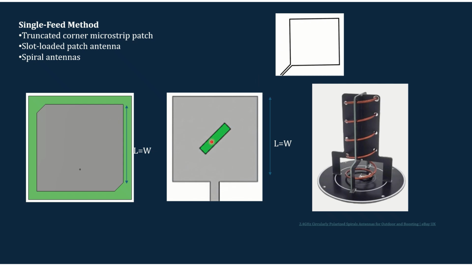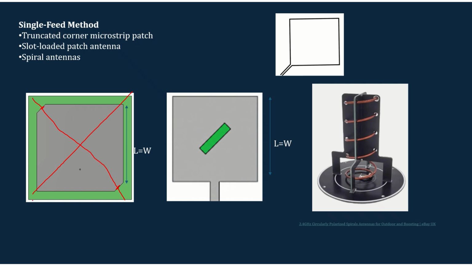Circular polarization can also be achieved by using slots in the patches. The use of truncation and slots in the patches is done such that it causes a length difference along the diagonal. So in this case, you can see that if you consider this diagonal and this diagonal, because of this truncation, the length of this diagonal is different from the length of this diagonal.